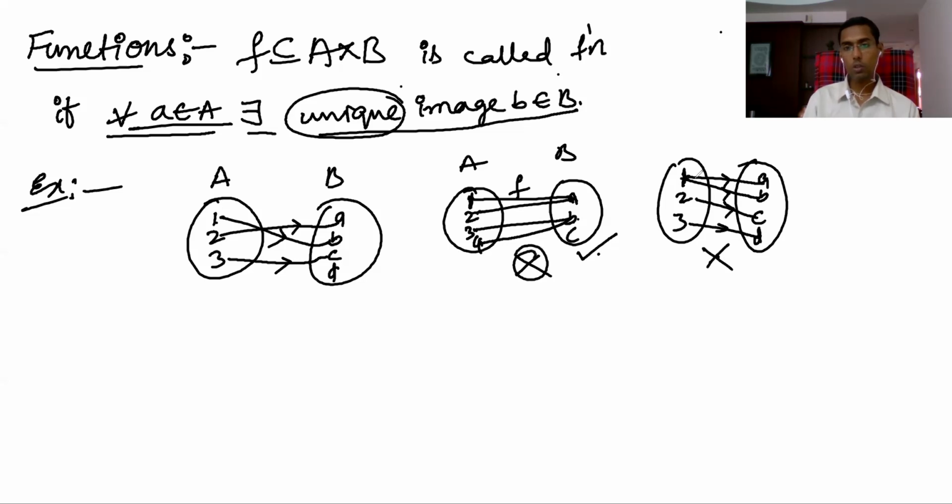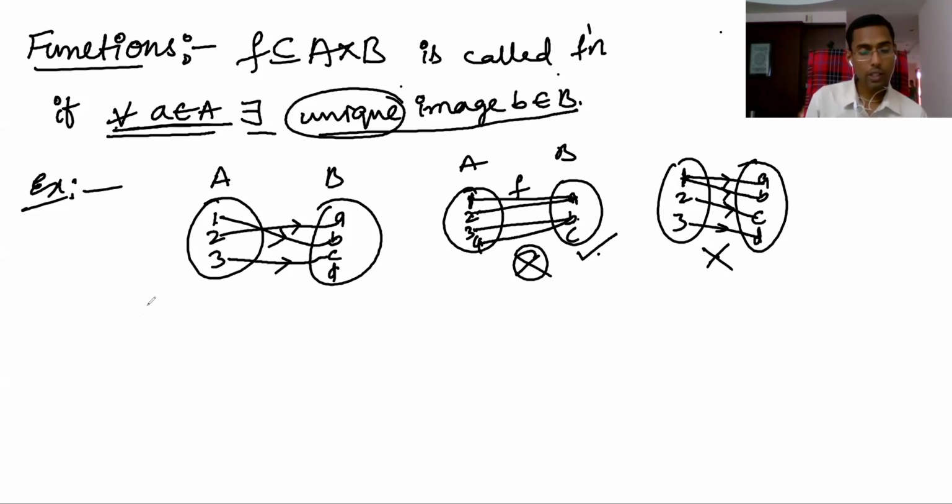The earlier one is not a function because 1 has 2 images. Here 1 has one image, 2 has only one image, but 1 and 2 have the same image. That's okay. 1 and 2 can have the same image, 3 and 4 can have the same image. Here all 4 elements have an image, 1 has only one image, that is A, and 2 has only one image. So for every element in A, every element should have an image.